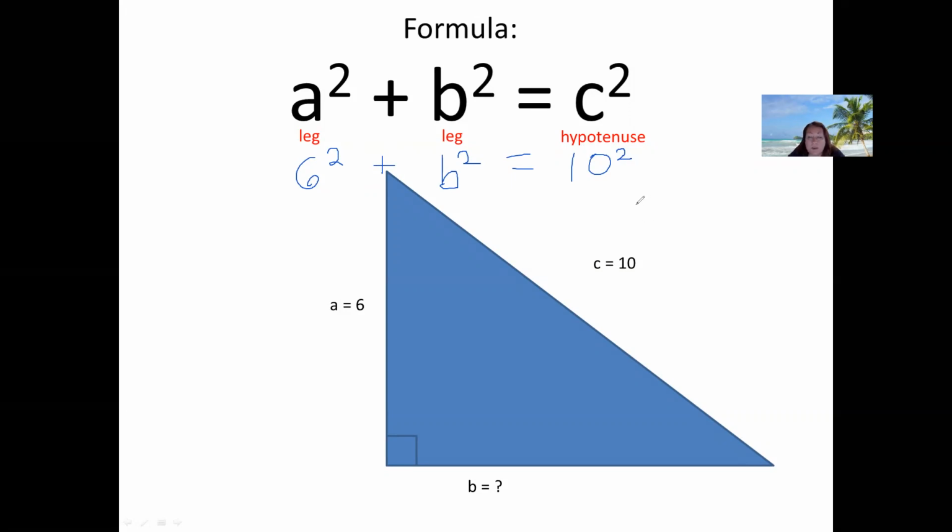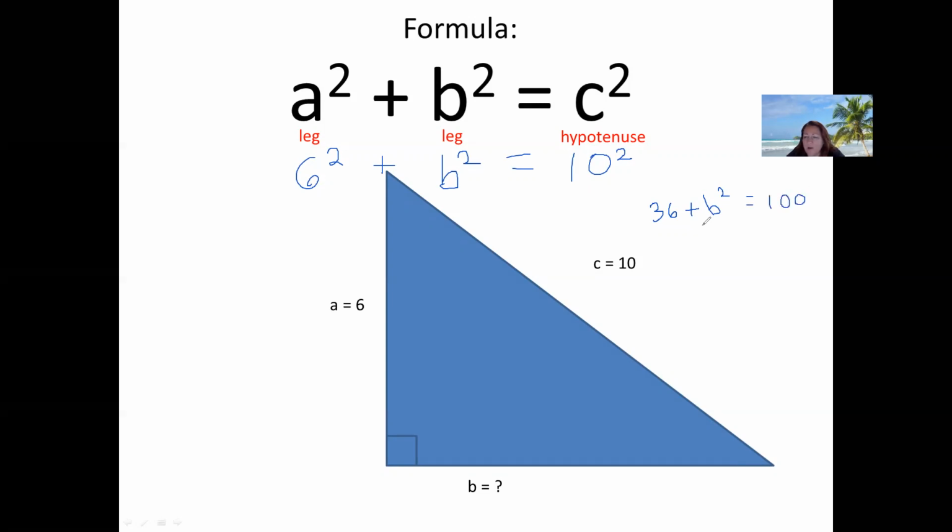All right, so you should have 6 squared plus B squared equals 10 squared. Well, what is 6 squared? 6 times 6 is, did you say 36? If so, you are right. So 6 times 6 is 36 plus B squared equals 10 times 10 is, that's pretty easy, right? 100.